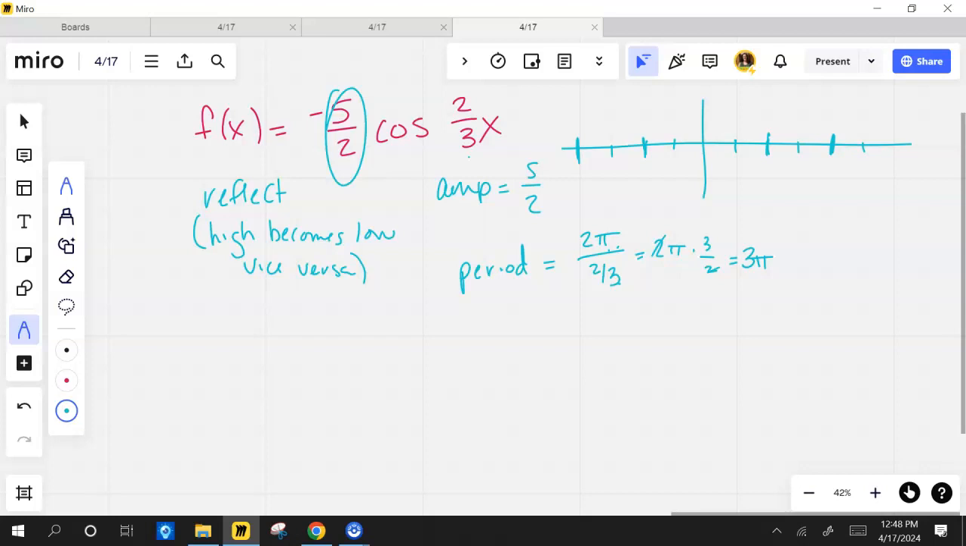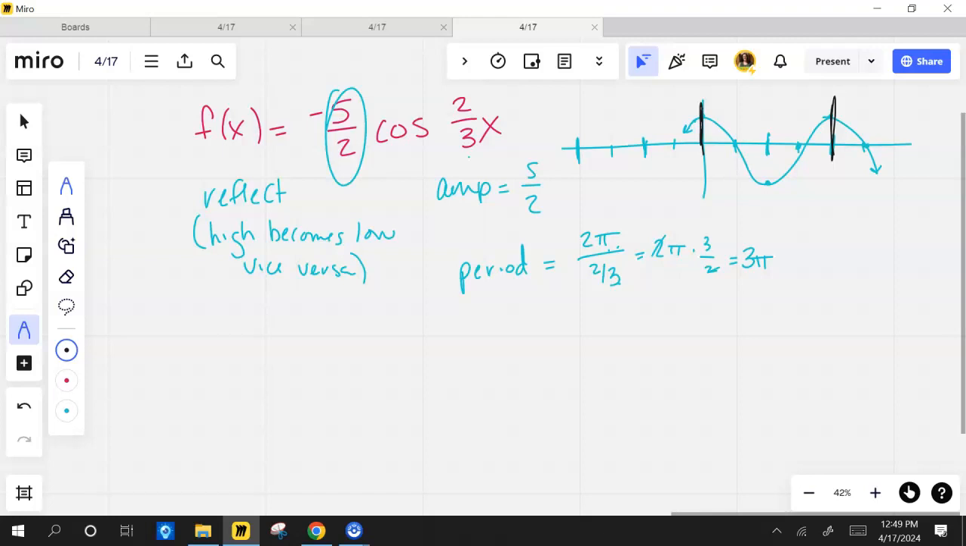Cosine of 0 is 1. All right, I'm just sketching out the parent here so that we can get a feel of the period and what's going on. I just needed one period. All right, parent, right?